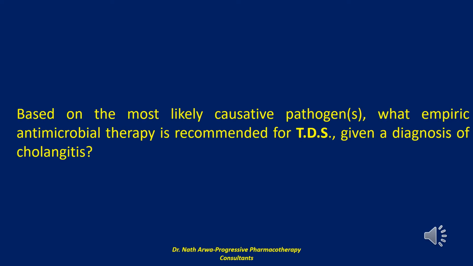The next question reads, based on the most likely causative pathogen or pathogens, what empiric antimicrobial therapy is recommended for T.D.S., given a diagnosis of cholangitis? Empiric antimicrobial therapy for acute cholangitis and cholecystitis should be initiated after blood cultures have been collected. The empiric choice of therapy should cover enteric gram-negative pathogens, particularly Escherichia coli.